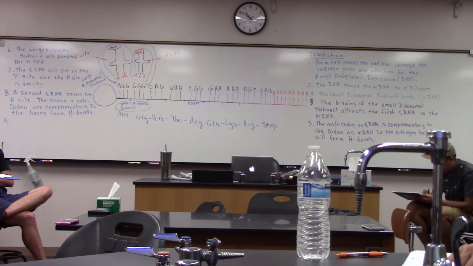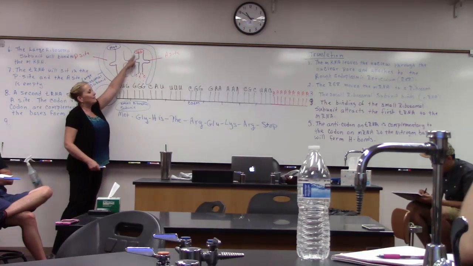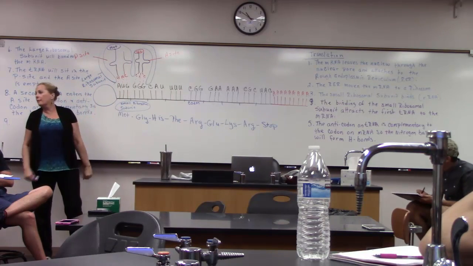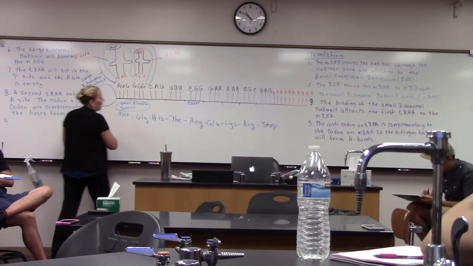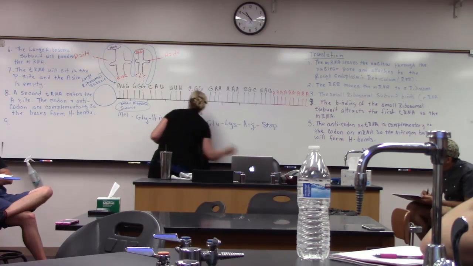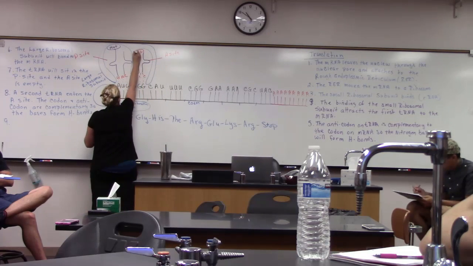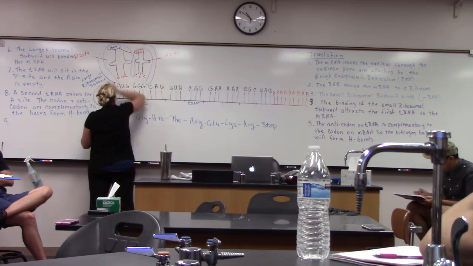Here is building a protein. So what we have to do is bond amino acids together. So we've got these two amino acids here, and the next step is to form a peptide bond. And that's exactly what happens. We're going to have a peptide bond formed between these two amino acids.